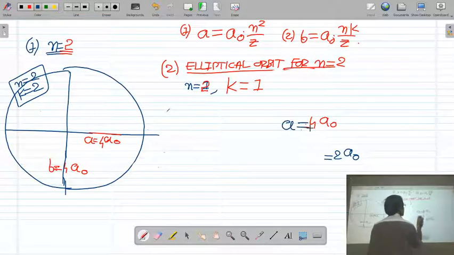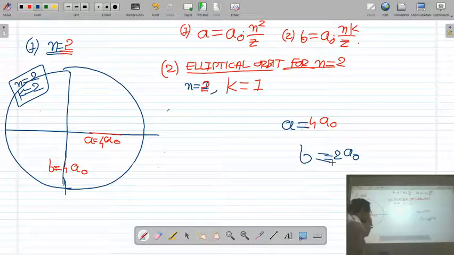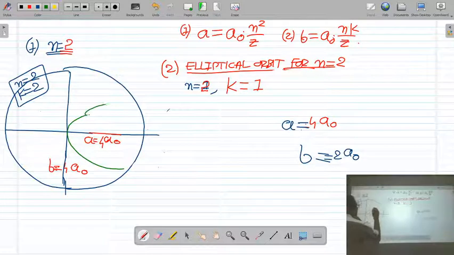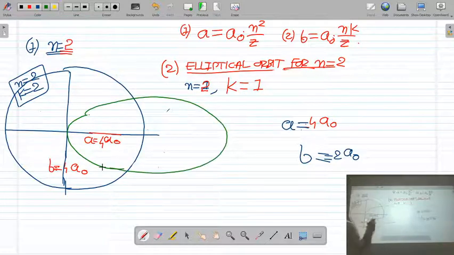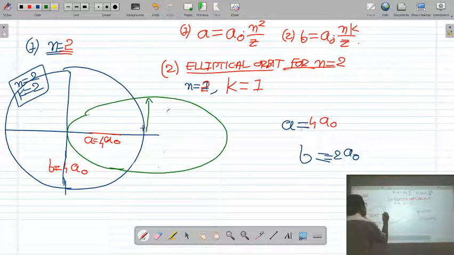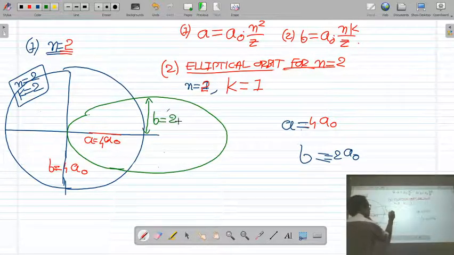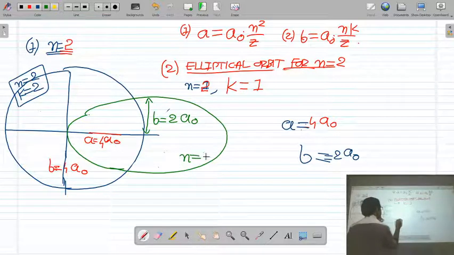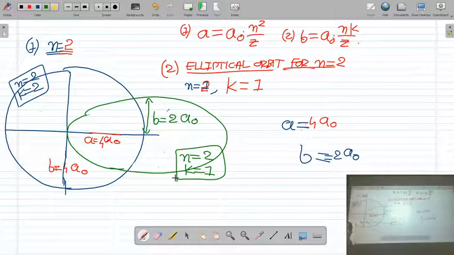A is equal to 4a0, B is equal to 2a0. So I draw that orbit here. The semi-major axis is 4a0, but the semi-minor axis B is 2a0. Okay? So this is the elliptical orbit. For n is equal to 2, k is equal to 1, we have an elliptical orbit whose semi-major axis is 4a0 and semi-minor axis is 2a0.